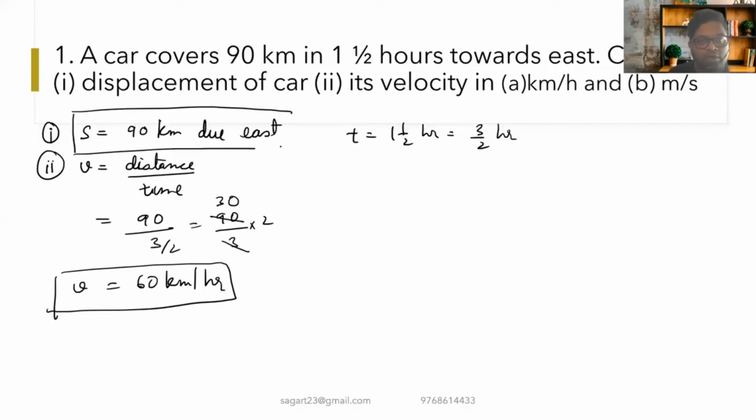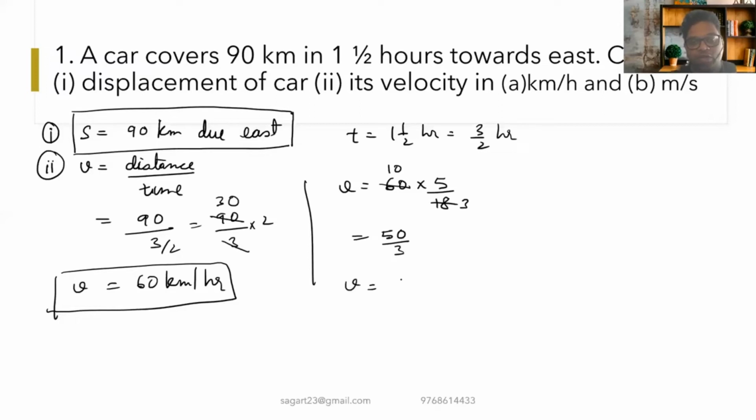And now we want the answer into meter per second as well. So we know that V is equal to 60 into 5 by 18. This is 6 tens are, 6 threes are. So this is 50 upon 3. You cannot leave your answer in fraction. So therefore you are expected to write the answer in decimals as well. So correct up to 2 decimal places is the expectation. So it is 16.666. So the velocity is 16.67 meter per second.